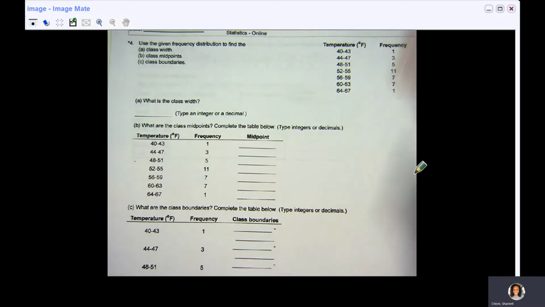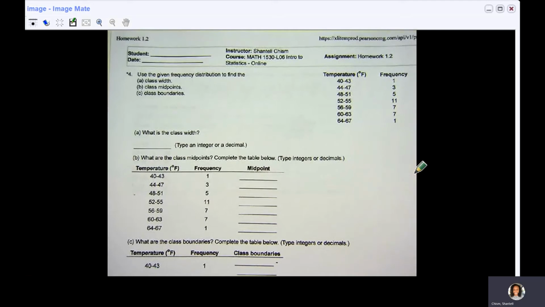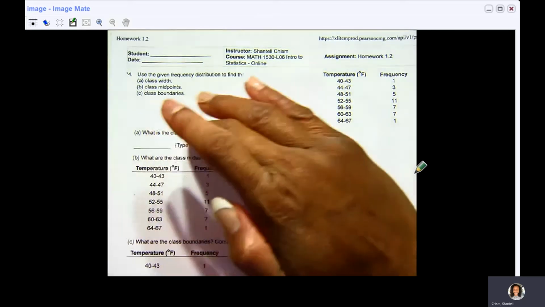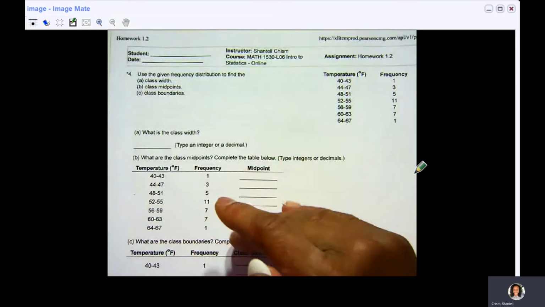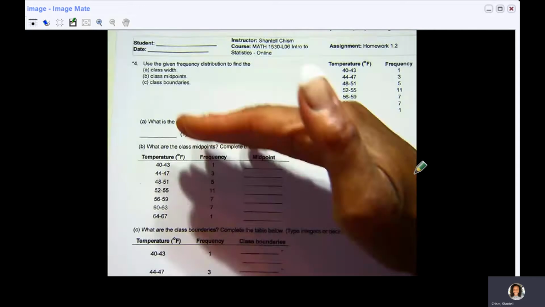Moving on. Here's number 4. In this problem, you are asked to find the class width, the midpoints, and the class boundaries. Now, when you're working through the problem on the computer, you won't see all 3 parts at one time. It'll start you out with finding A, and then you'll find B, and then you'll find C. Just know that when I print it, it shows me everything.